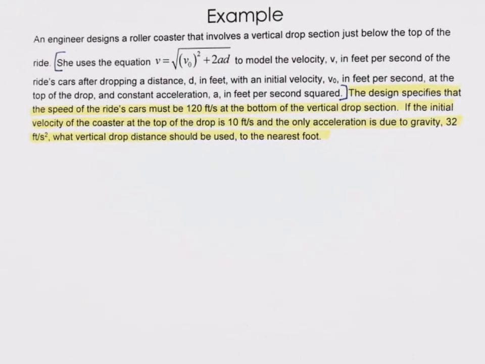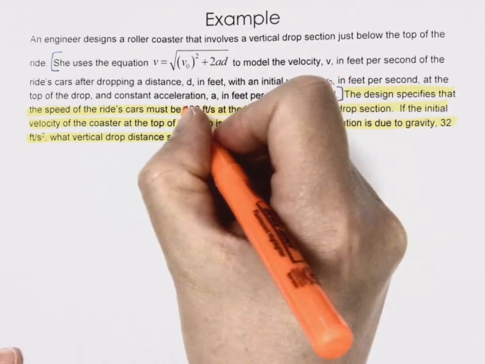The design specifies that the speed of the ride's cars must be 120 feet per second. You're working at Disney now, so now it's all Imperial, right? They're paying the bills. You just designed for them. Must be 120 feet per second at the bottom of the vertical drop section. Okay, so what letter is that?